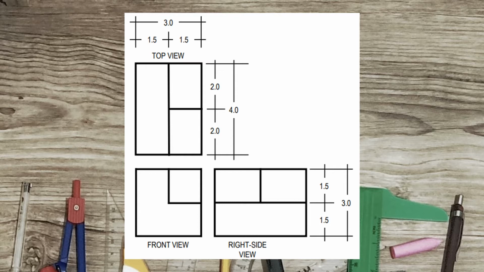Now, what can you say about the first activity that you created? Was it easy or hard? For the next activity, we will be trying to create the oblique drawing of this orthographic view, which is a bit challenging for you. Are you ready?